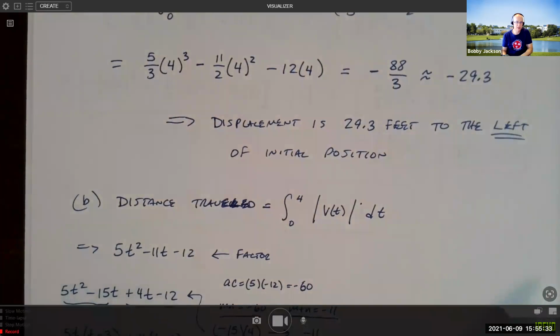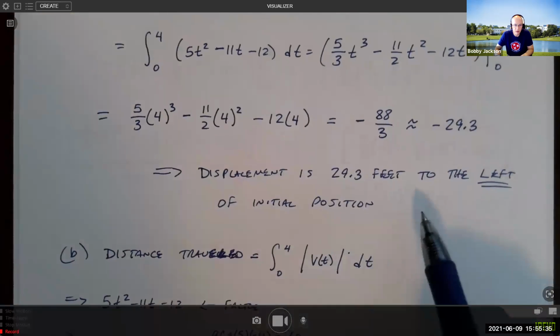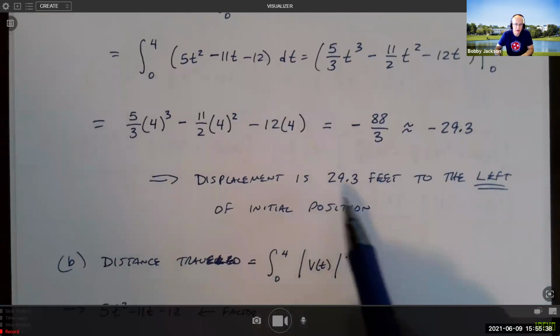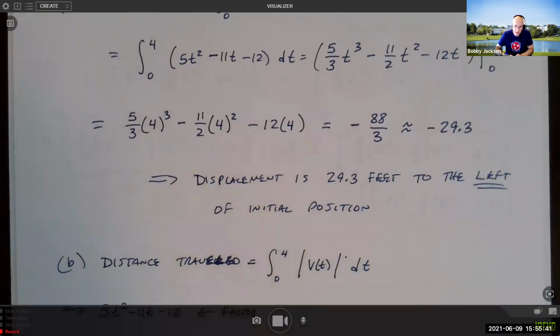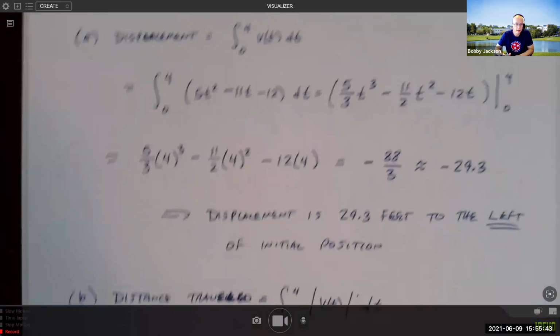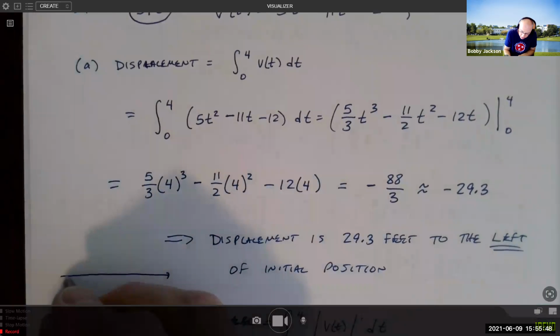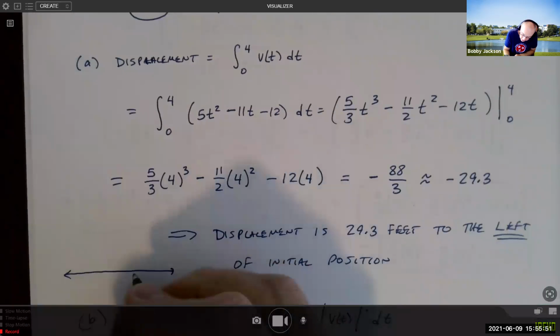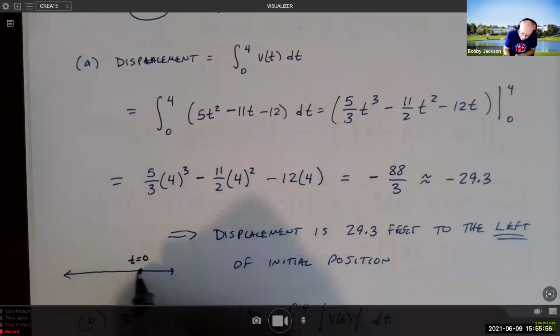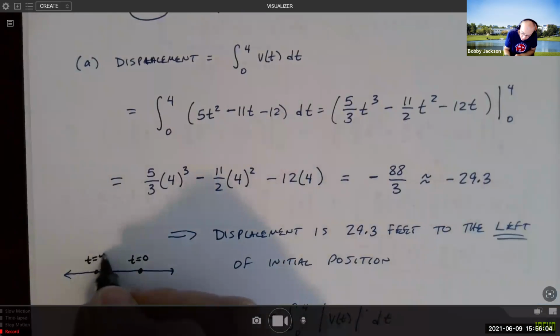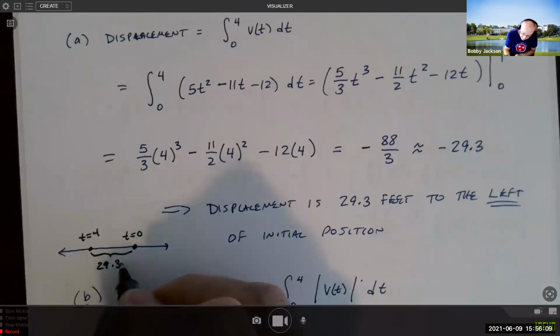Now the negative, what's the indication of that? That means we're to the left of the initial position. So our displacement is about 29.3 feet to the left of our initial position. Okay, so wherever we started, the particle's moving along the real number line. So wherever we started here at time 0, now we might be moving to the right initially, or back and forth, whatever, but eventually at time 4 we're to the left of our initial position. We have traveled this far, which is about 29.3 feet.